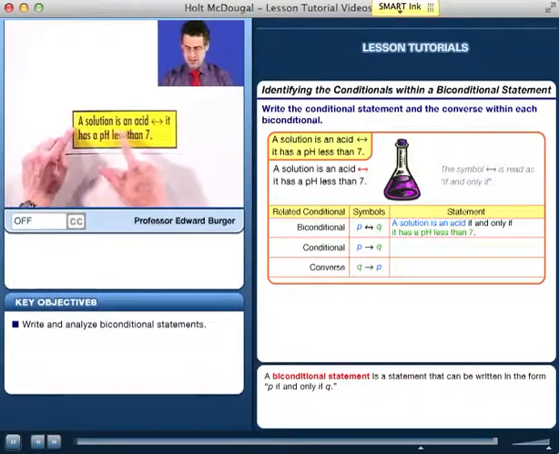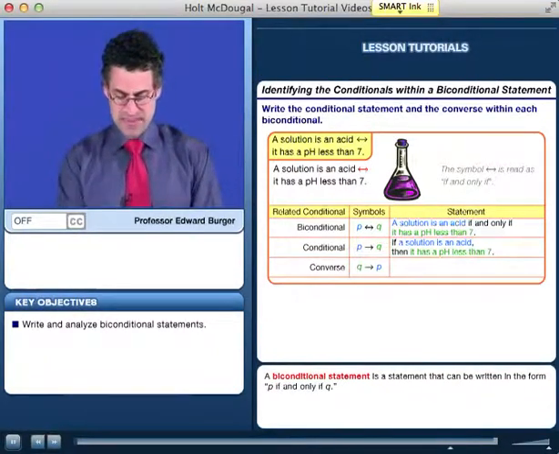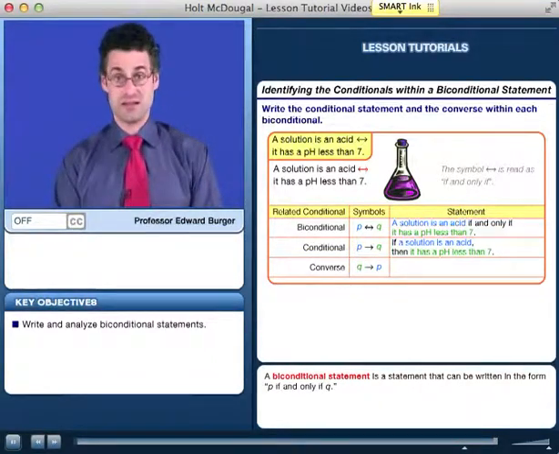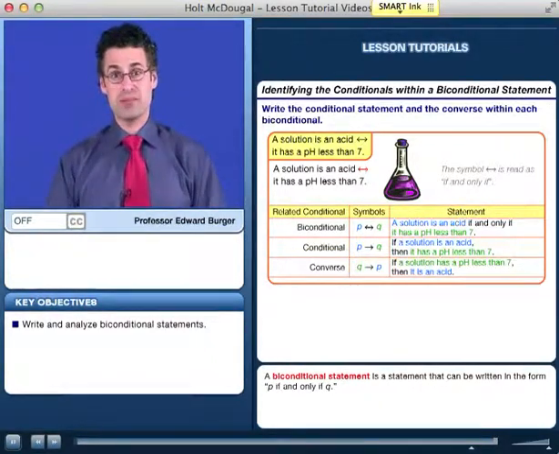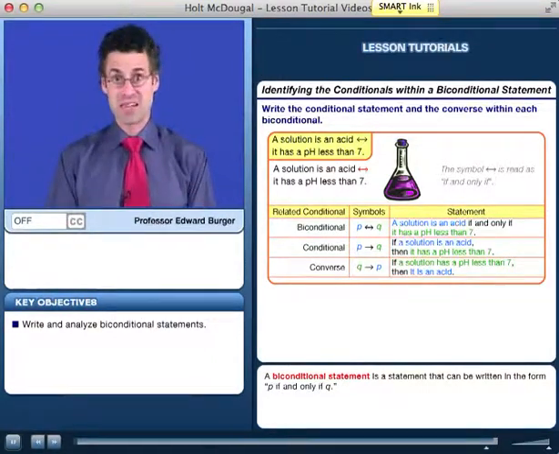if a solution is an acid, then it has a pH less than 7. And the converse would be, if a solution has a pH less than 7, then that solution is an acid. So you can see those two statements pushed up against each other in one if and only if biconditional statement.